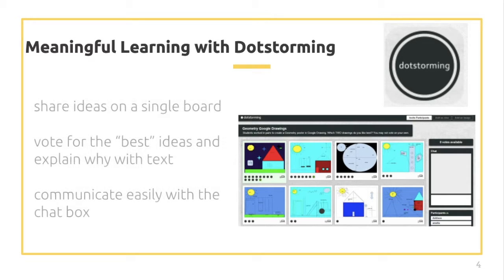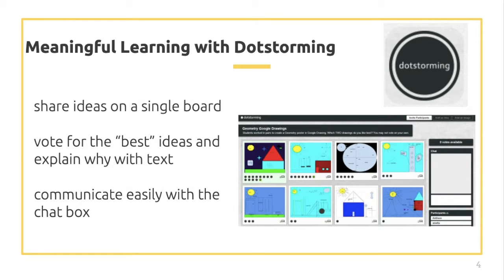Dotstorming can facilitate meaningful learning in many ways. One way would be if students were having a class debate and they could be on debate teams and propose arguments for their stance, and their classmates could vote on the top arguments and give reasons why in the text.